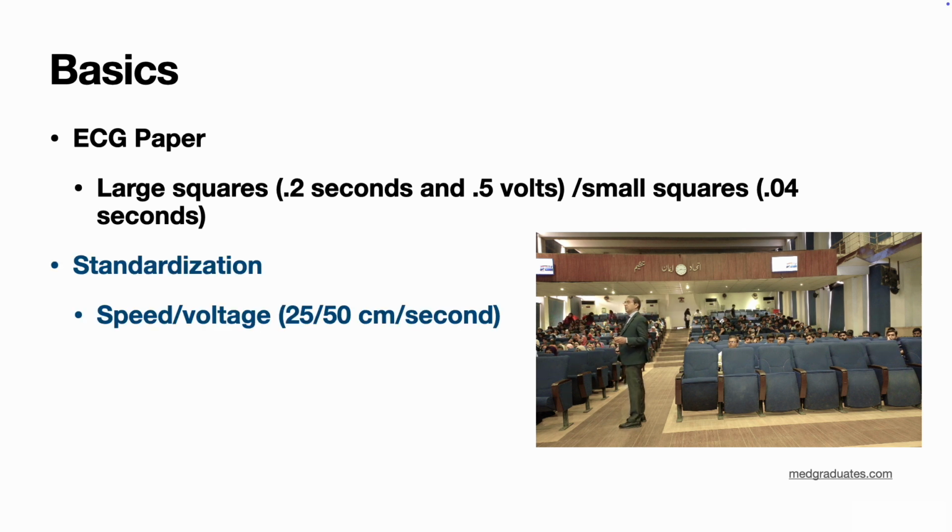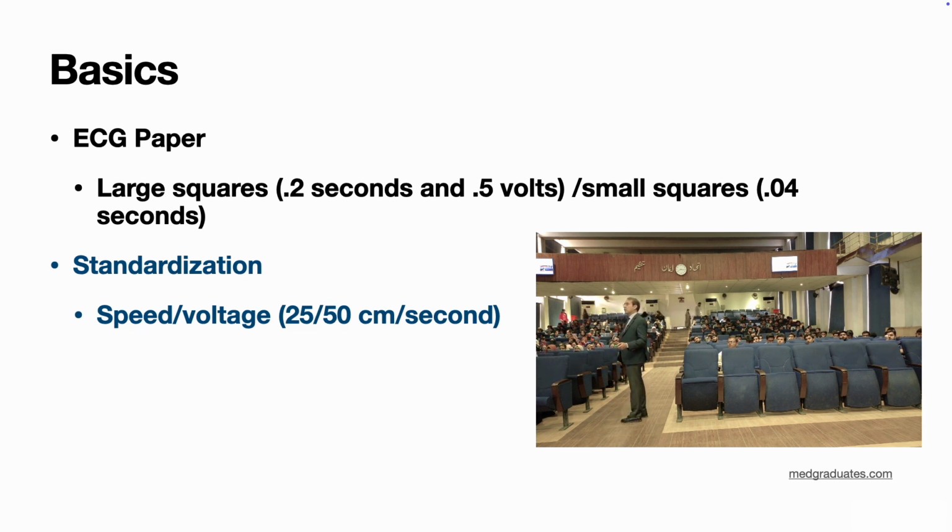Now standardization. Speed we use is 25 centimeters per second. Sometimes we also use 50 centimeters per second. For example, if you have a narrow complex tachycardia, the complexes are so close that you are unable to find a P wave. You run it at double speed, the complexes separate, and the individual components of the QRS complex become more visible. So in that case, we use the double speed.